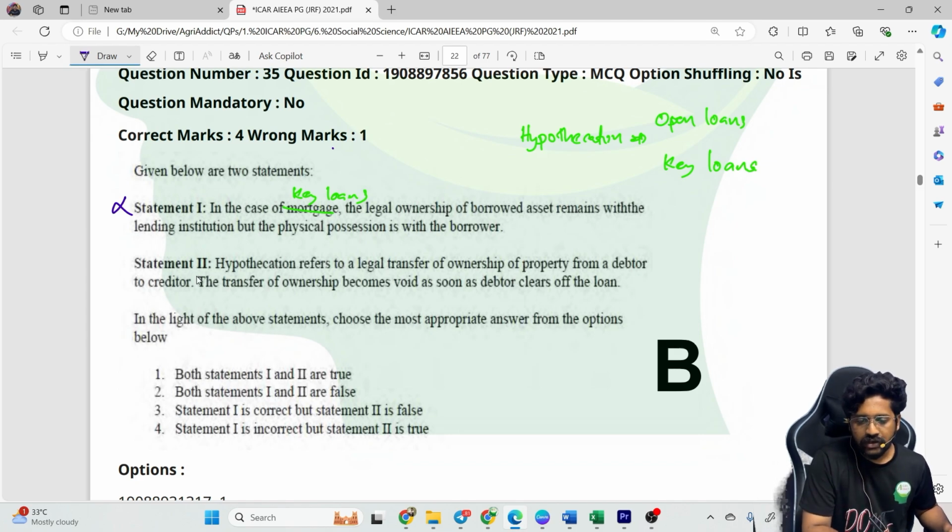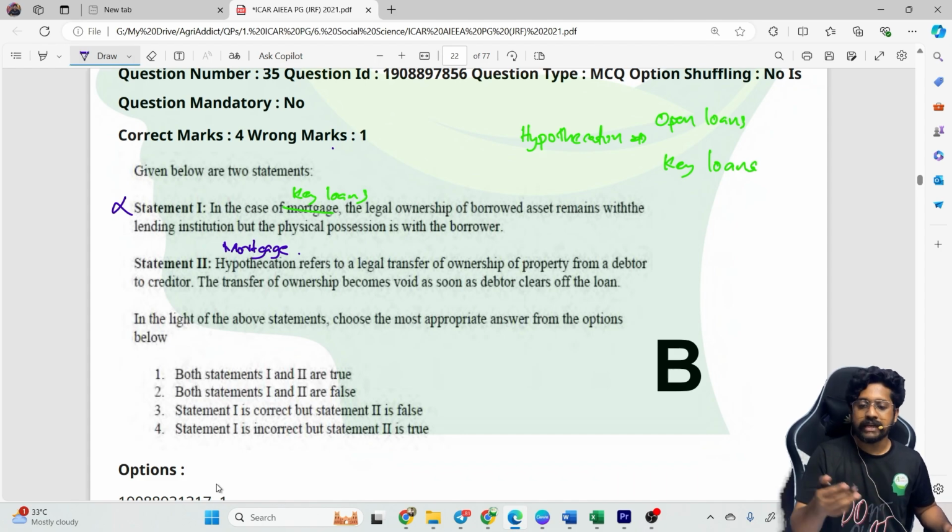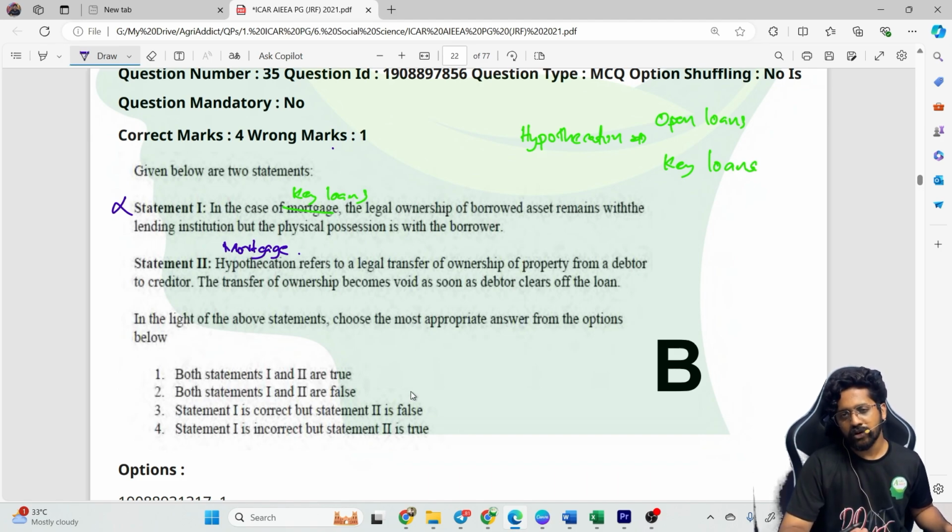What about the statement 1? Statement 2, hypothecation refers to a legal transfer of ownership of property from a debtor to the creditor. The transfer of ownership becomes void as soon as the debtor clears off the loan. Actually this is most familiar with the terminology mortgage, because in statement 2, mortgage actually refers to the legal transfer of ownership of a property. Obviously it mostly deals with the transfer of ownership of immovable properties like land.